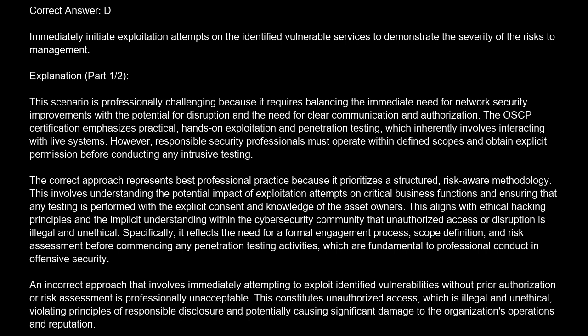This aligns with ethical hacking principles and the implicit understanding within the cybersecurity community that unauthorized access or disruption is illegal and unethical. Specifically, it reflects the need for a formal engagement process, scope definition, and risk assessment before commencing any penetration testing activities, which are fundamental to professional conduct in offensive security.